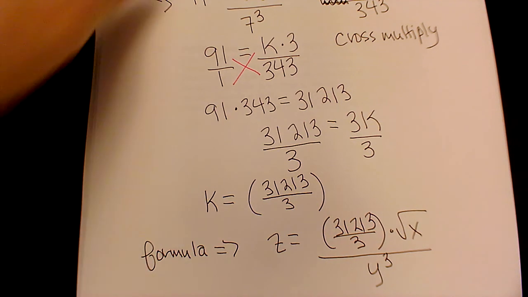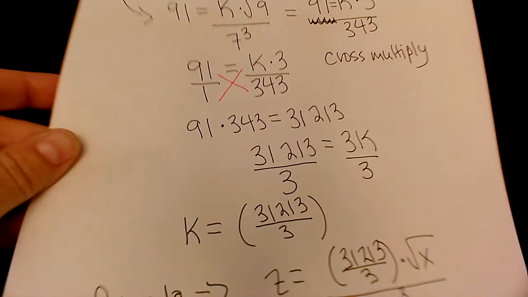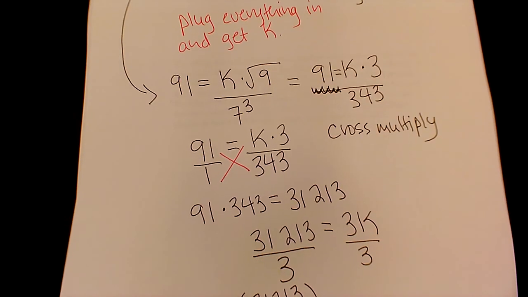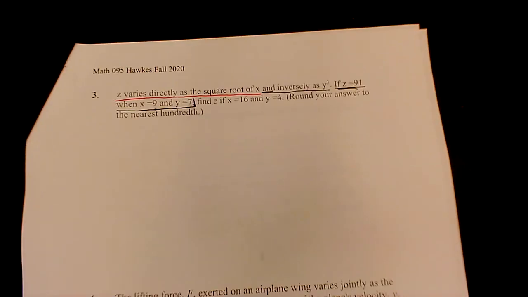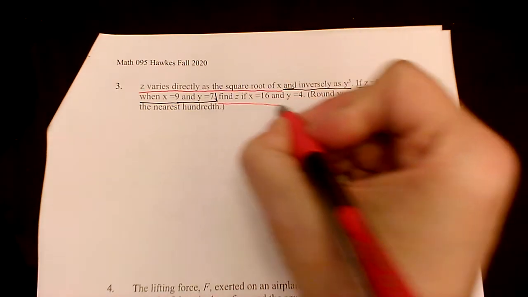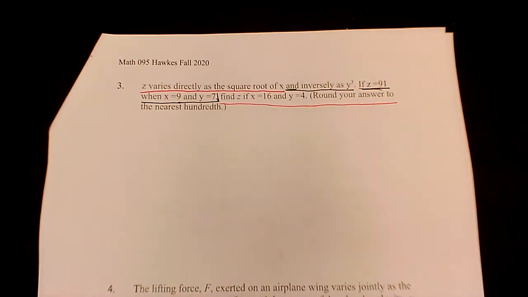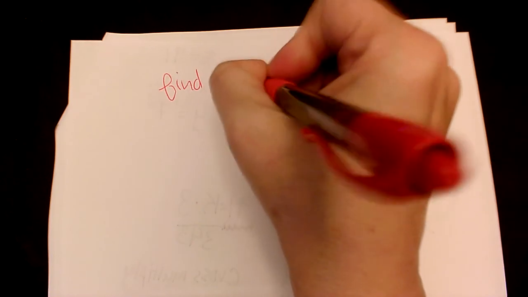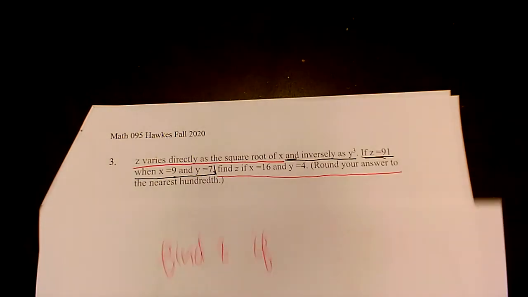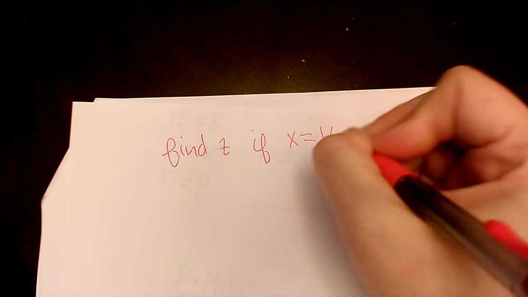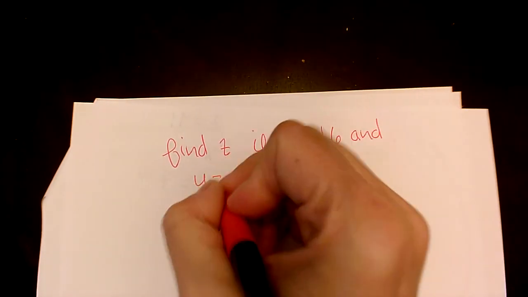So let's see what they're giving us for this. Find z. I'm just going to go back for a sec. Find z if x equals 16 and y equals 4. Okay? So I want to find z if x equals 16 and y equals 4.